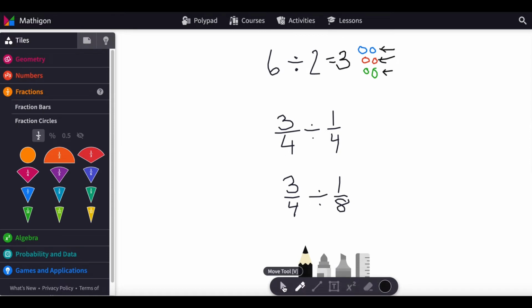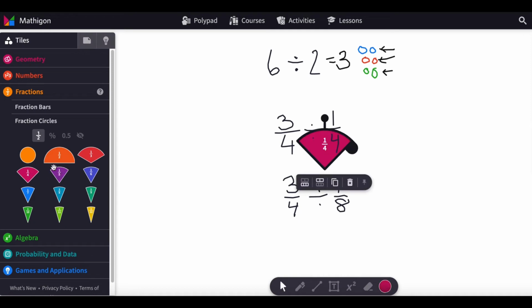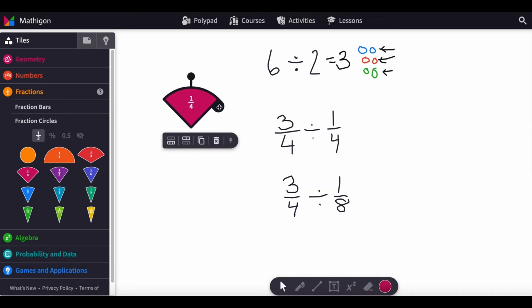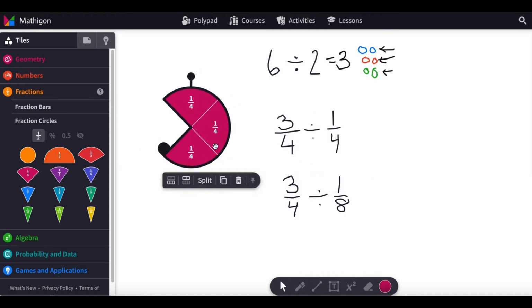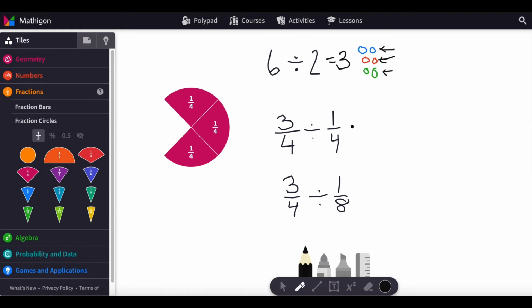All right, for 3/4 divided by 1/4. So here's 3/4 of a circle. How many 1/4 size pieces would fit inside this 3/4 here? Well, luckily this is already divided into 1/4 chunks. So there's 1, 2, 3 1/4 size chunks.